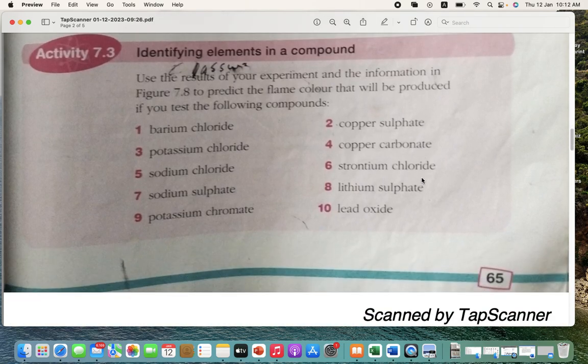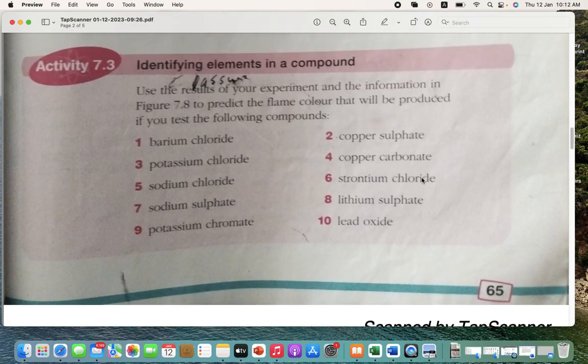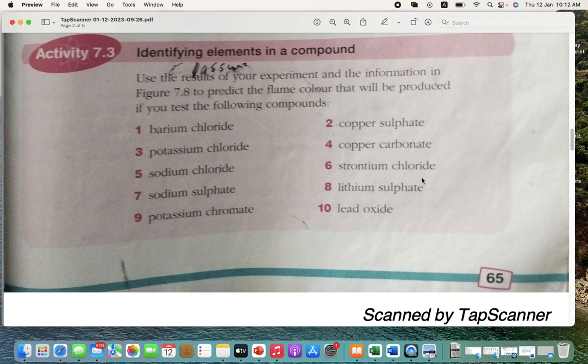So here are some questions for you to try. Identify elements in a compound. Use the results of your experiment and the information in figure 7.8 to predict the flame color that will be produced if you test the following compound. Barium chloride. So the color of the cation, the barium, will be what? What color was that of barium again?